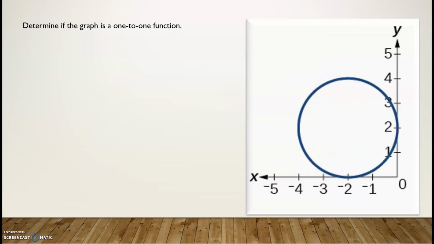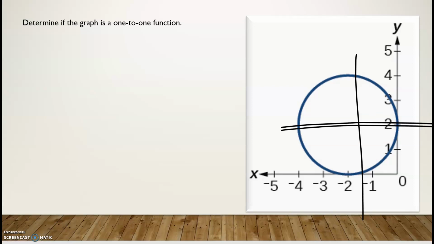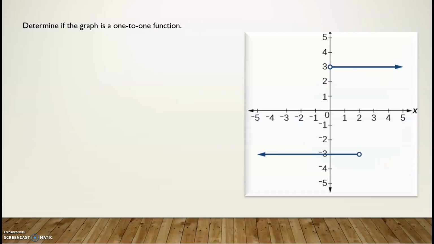Okay, now determine if this is a one-to-one function. First of all, it does not pass the vertical line test, so we know it's not a function. And also, if we did the horizontal line test, it fails that one as well. So this one is definitely not a one-to-one function. It's not even a function at all.